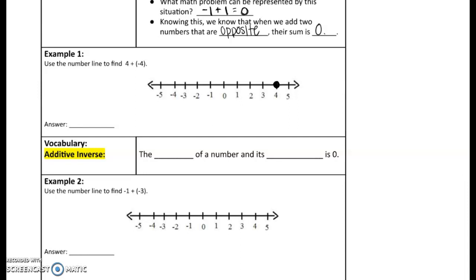So on a number line, our positive direction is always to the right, and our negative direction is always to the left. So it says we're adding -4, so we're going to go to the left 4. So we're going to go 1, 2, 3, 4. And so when I add -4, I get 0.